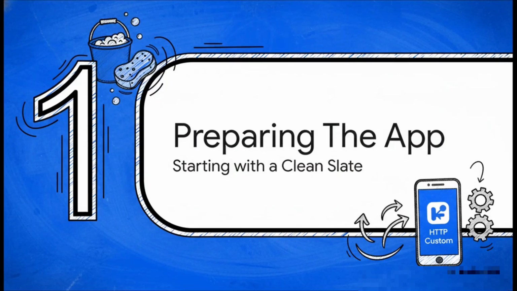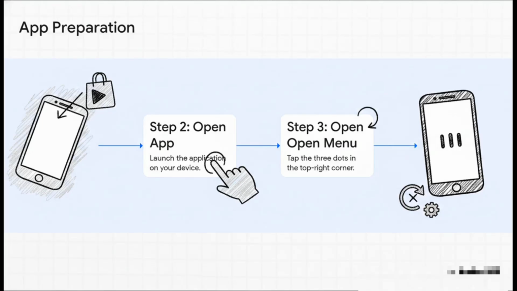All right, first things first, we need a clean workspace. Let's get the HTTP Custom app all prepped and ready for our brand new settings. So, once you've got the app open, the very first thing you're going to do is tap those 3 little dots in the corner and hit clear/reset config. This is super important, it basically gives us a totally clean slate. So no old leftover settings can mess with what we're about to do.